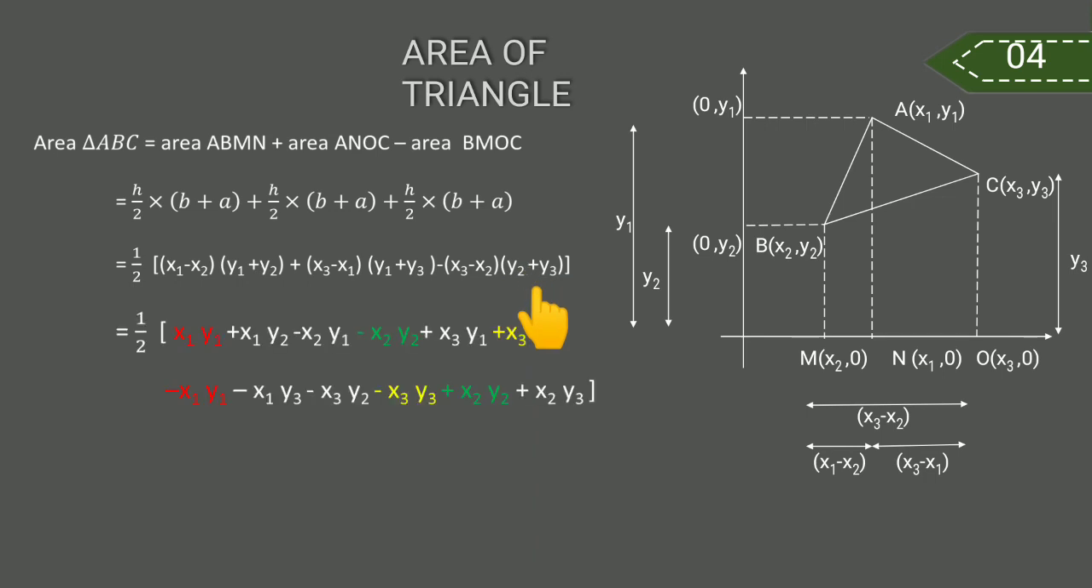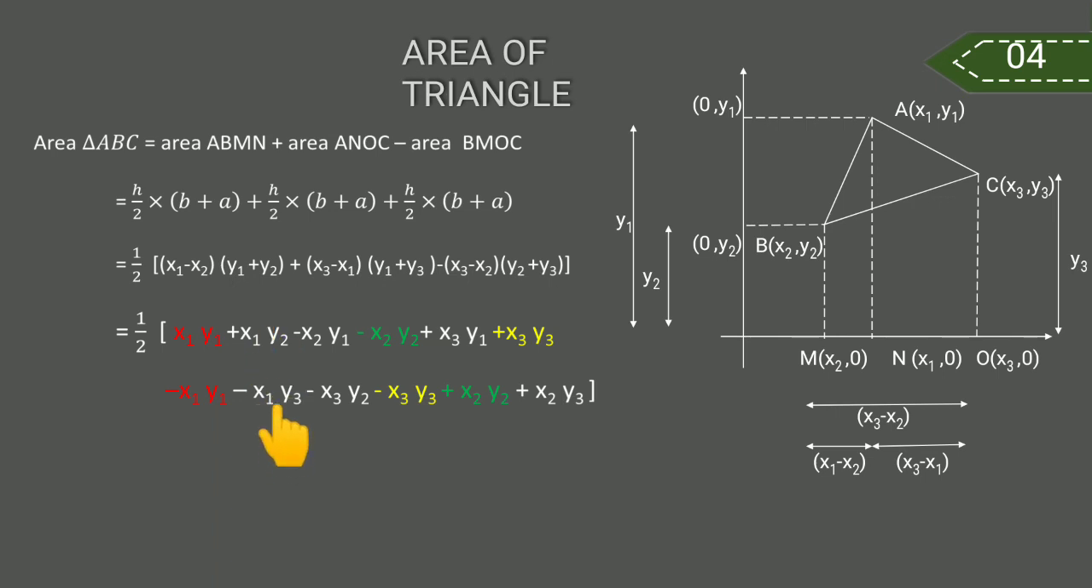Okay, now in the multiplication, the same terms cancel. x1 y1 and minus x1 y1 both cancel, minus x2 y2 and plus x2 y2 both cancel, plus x3 y3 and minus x3 y3 both cancel. Now we have these terms only.